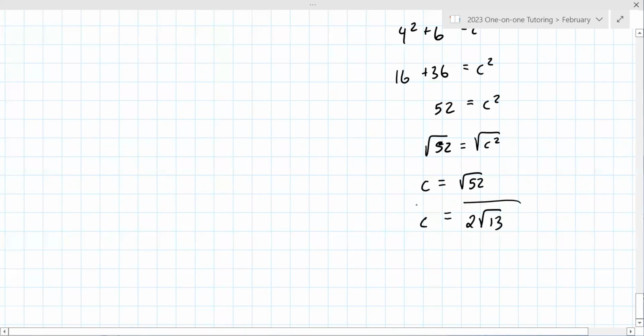Yeah. And this is what your teacher expects. They don't want you to go to your calculator and say, well, it's about 7.1. They want this. Oh, okay. This is considered exact.